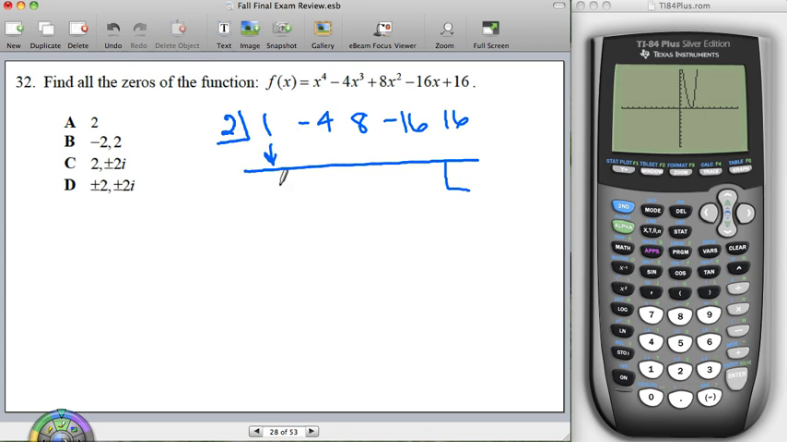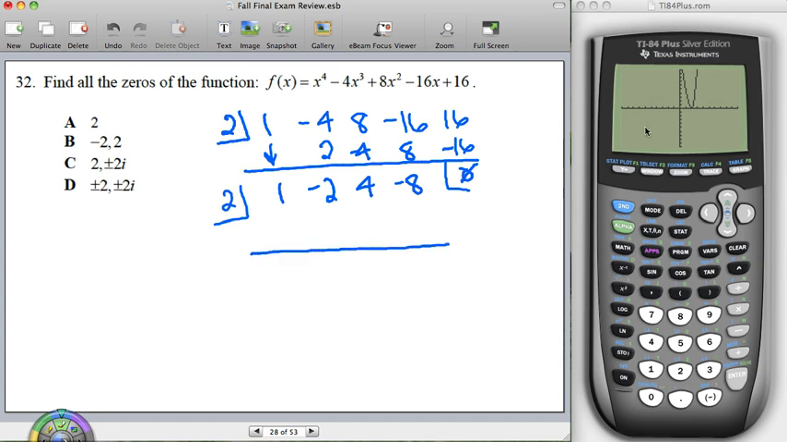First term goes straight down, multiply, straight down, multiply, straight down, multiply, straight down, multiply. Okay, I'm going to do it again because it has a multiplicity of 2, or it has an even multiplicity anyway. First term goes straight down, combine, multiply.